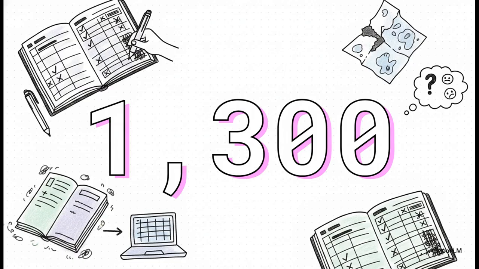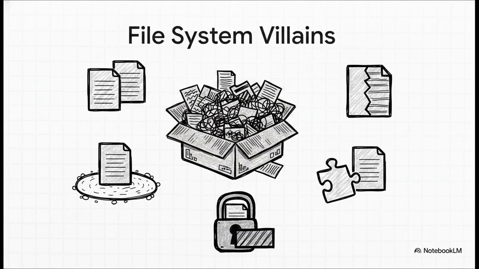Imagine the sheer pain of that, not to mention the massive potential for human error. What if a cup of coffee spills on the register? It's a complete nightmare. But here's the kicker. Simply moving this paper ledger to a basic computer spreadsheet doesn't actually solve the core issues. And that leads us to what we can basically call the villains of early computer file systems.